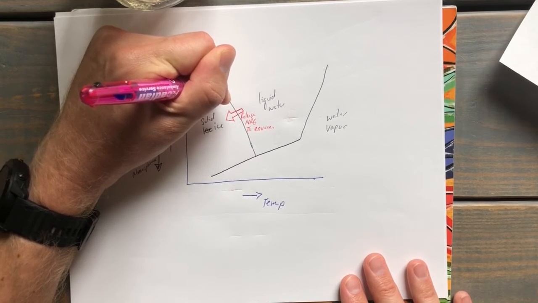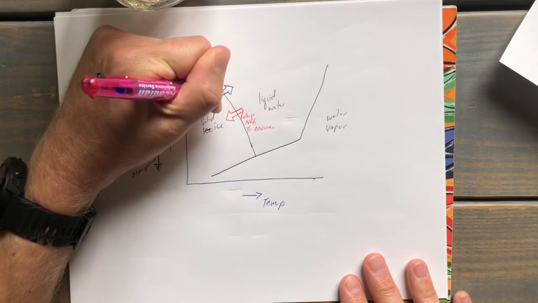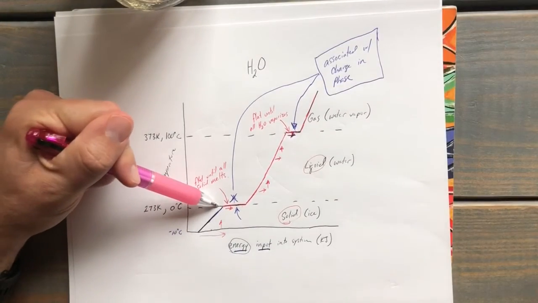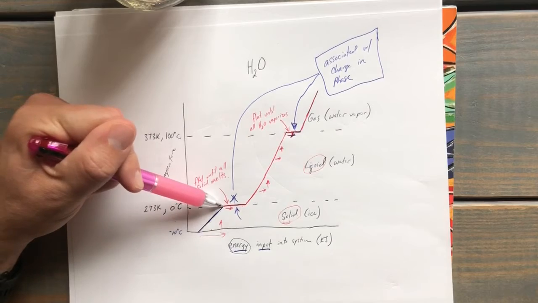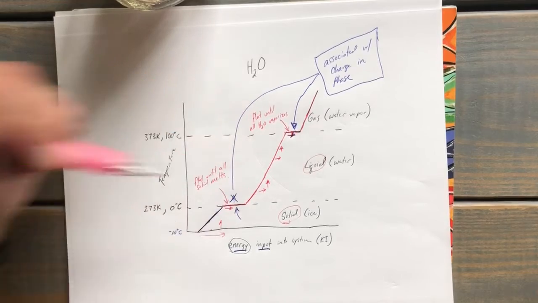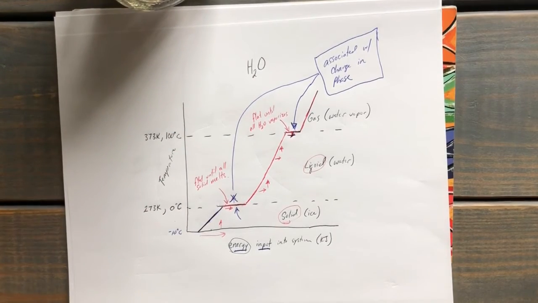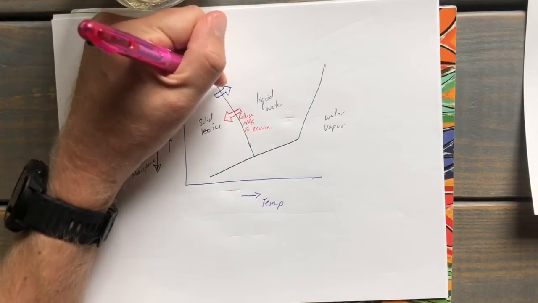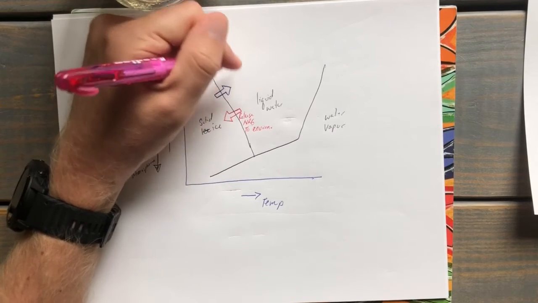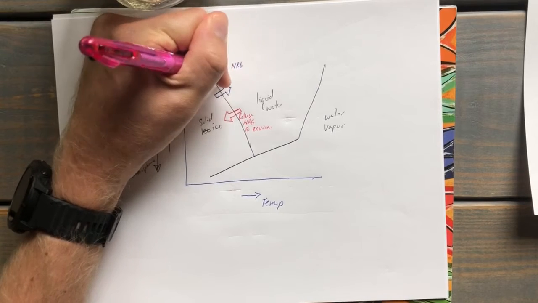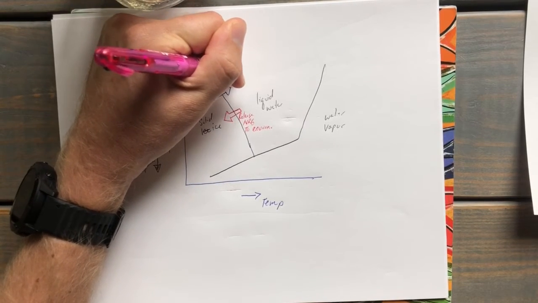Contrast that with solid ice melting. So we increase the temperature of solid ice. You reach the freezing or melting point, and you have to continue to input energy into the system to convert from solid to liquid. So the process of converting from solid ice to liquid water pulls energy from the environment.